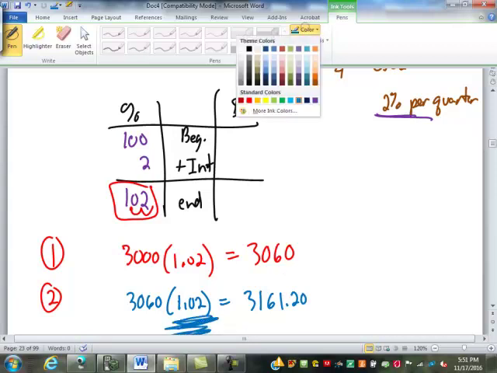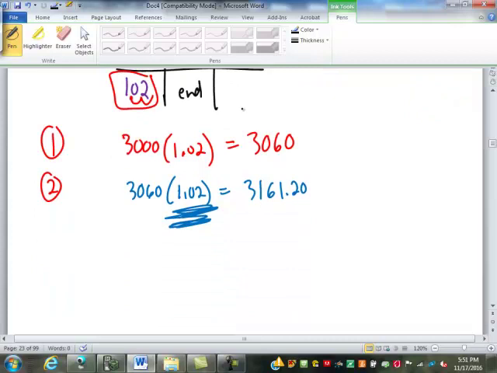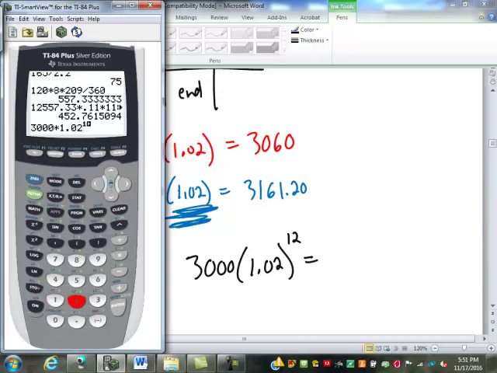How many times do I have to multiply by 1.02? 12 times. In math, do we have a mechanism for multiplying by the same number over and over again? We do. It's a power, an exponent. So 3,000 times 1.02 to the power of 12 is 3,804.73.